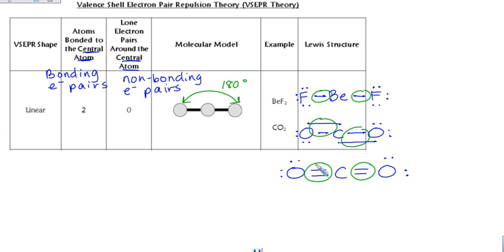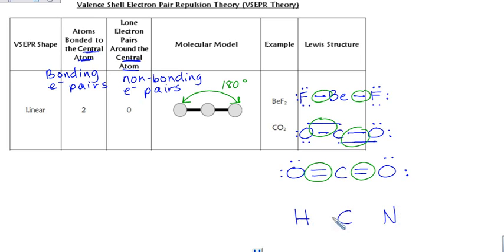We're just looking for electron groups. Whether it's 2 electrons, 4 electrons, 6 electrons, that doesn't matter. Carbon dioxide is linear. Another good example might be HCN.